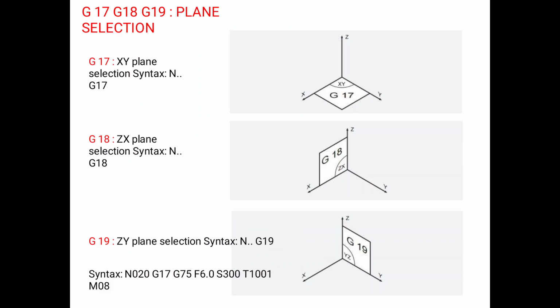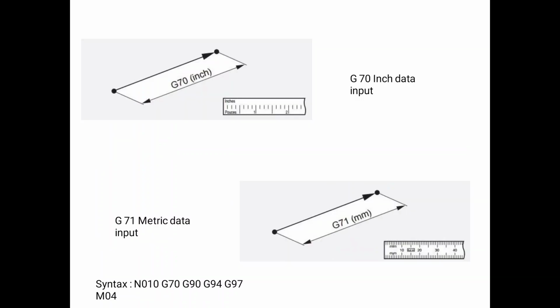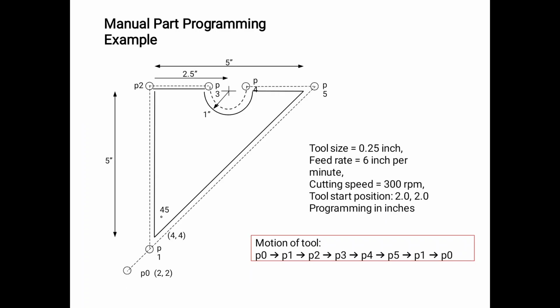G17, G18 and G19 are plane selection. G17 is XY plane selection, G18 is ZX plane selection, and G19 is ZY plane selection.